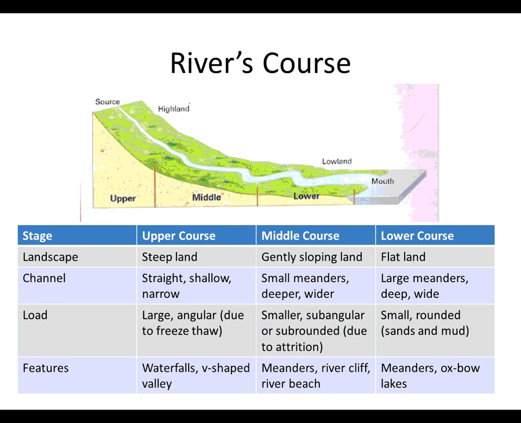So, the river's course, for those of you who may have picked this as your question: how does the River Devon match up with the typical long profile? Like we spoke about yesterday, you've got the upper course, the middle course, the lower course, and then the features of landscape, channel, load, and then actual river features that we will see. Do you remember seeing the V-shaped valley? Yes. We deliberately went and saw all these things to help you. Meanders, river cliff, do we remember seeing them? A meander is just a turn in a river. Where did we see that about?